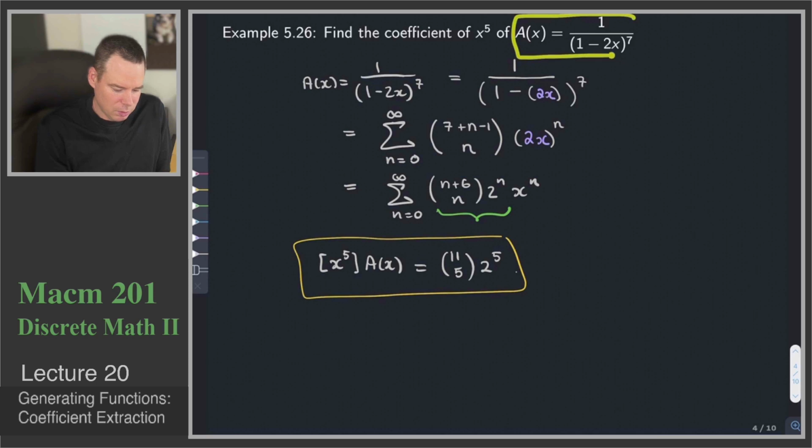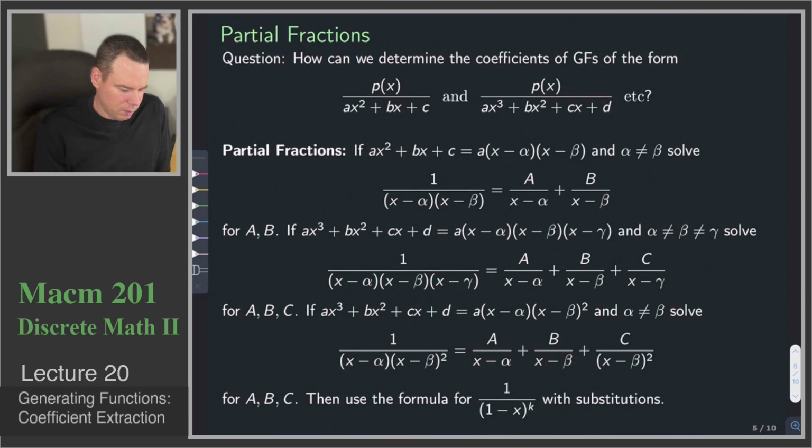Here's a rational function for a generating function. We wanted to know the coefficient of x to the 5. We have now worked it out. And in fact, we've done even more than that. We've worked out the coefficient of any x to the n. And we've done it by hand.